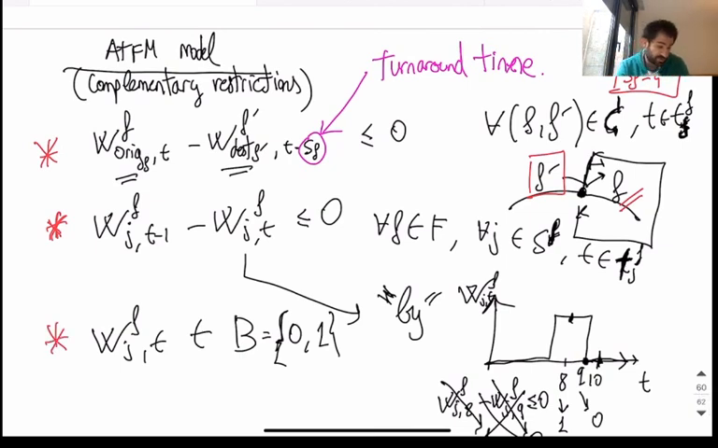These three are the complementary restrictions that somehow complete our model.